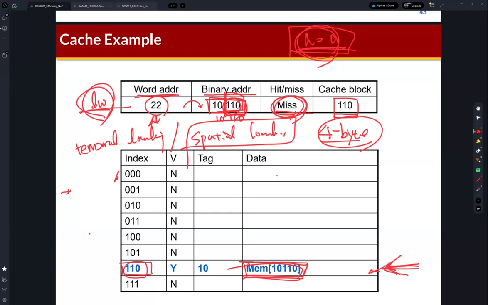And then I mentioned that the address needs to be stored, but we don't need to store the entire address, right? 10110, because we already know the lower 3 bits of this data's address are 110, because the index is 110. So we just store the upper 2 bits as the tag, right? So 10, and then it becomes valid.